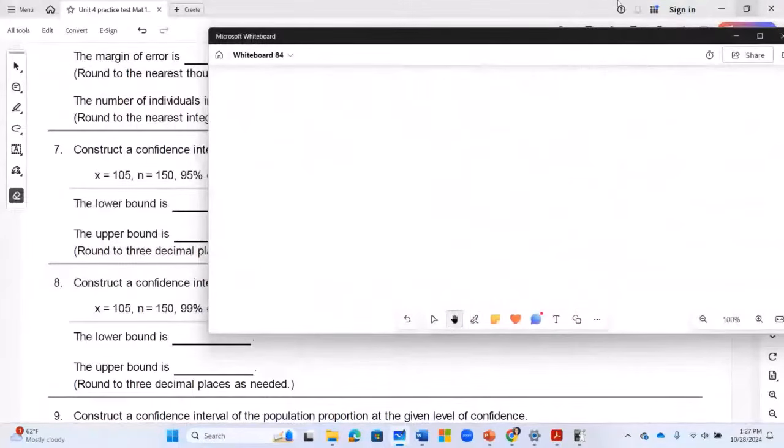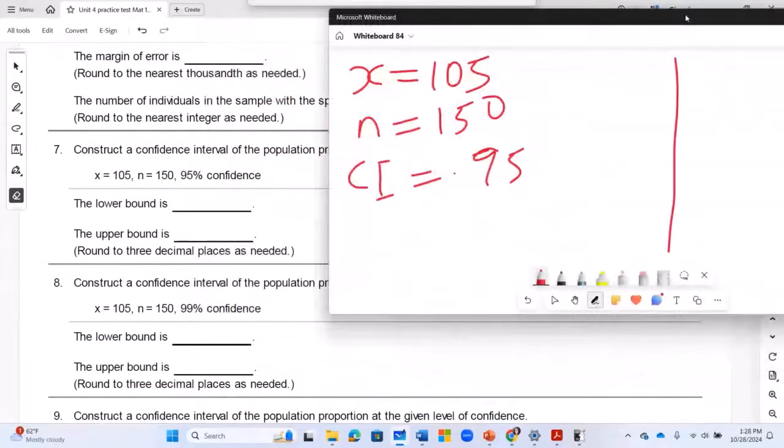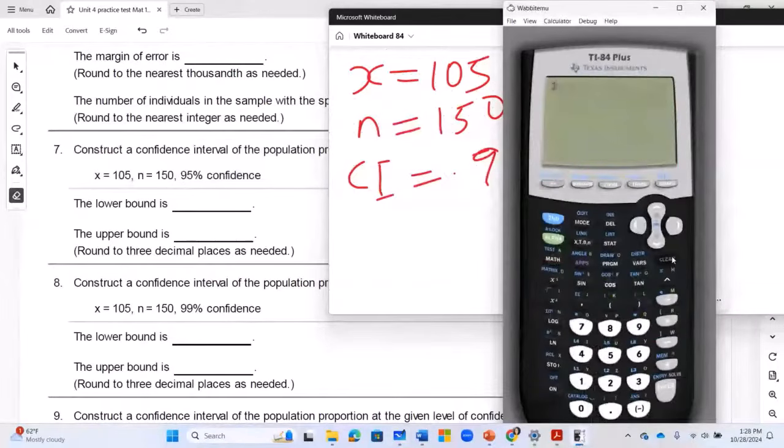Okay, so the question here is, I'm given the number of people who showed up, and the sample size is given to me as 150. And I'm given the confidence level of 0.95 or 95%. So we are going to do it using a calculator, so I can show you how to quickly calculate a confidence interval without wasting time. I am going to go to the calculator and find the confidence interval for P.